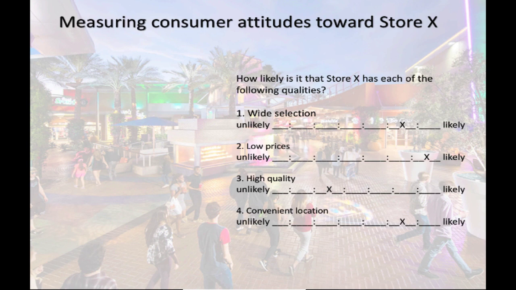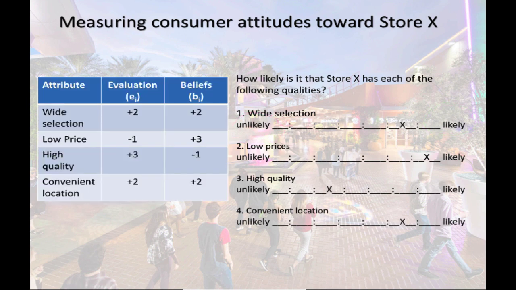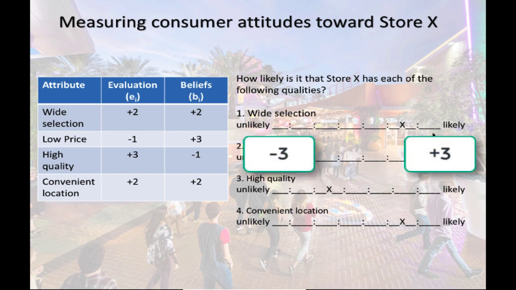But now, instead of asking them how good or bad they are, the questions are about how unlikely or likely is it that the store has each of the following qualities. Now, the evaluations come from the previous set of questions, and now from this set of questions we have the belief strength. And please note that the scale that is used to translate this into numbers ranges from -3 to +3. So this would be a -3 right here, -2, -1. This would be a +3, +2, +1.